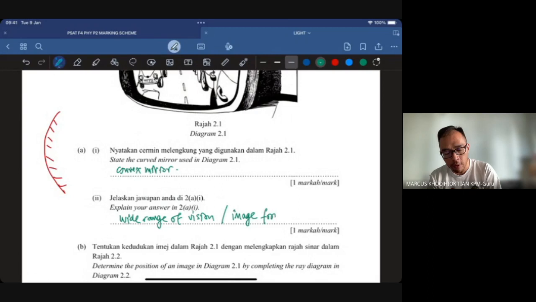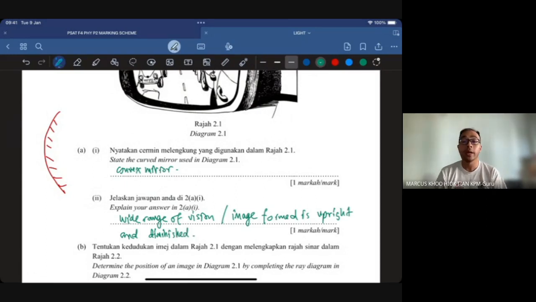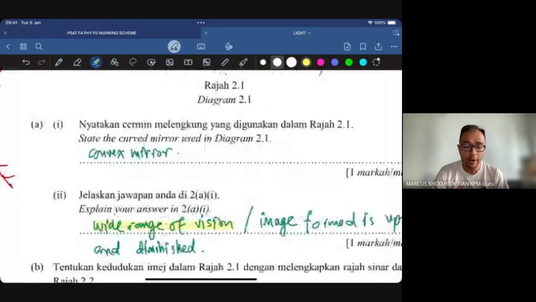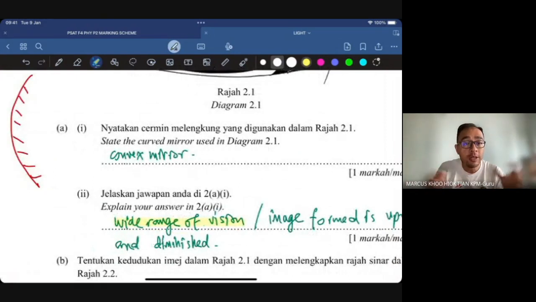Image formed is upright and diminished. Also a possible answer, but our standard one is usually wide range of vision. Easiest to remember: convex mirror, wide range of vision. Wide range of vision means you see more, but everything is smaller.